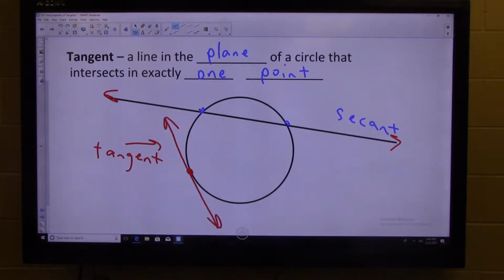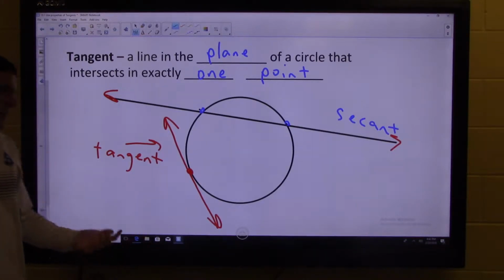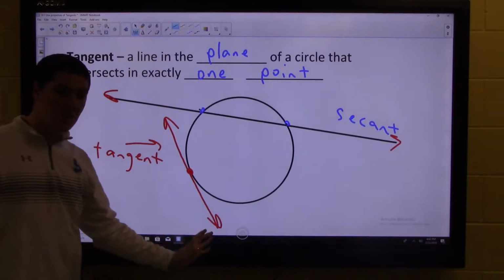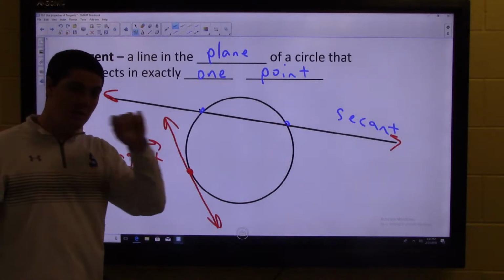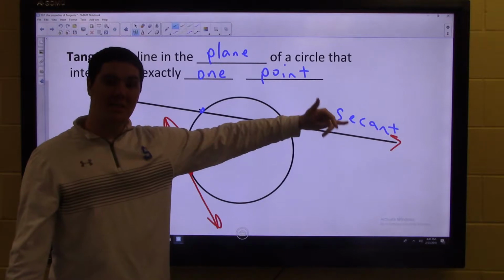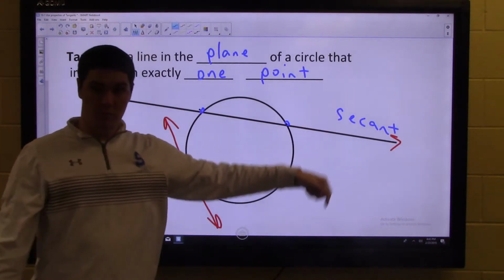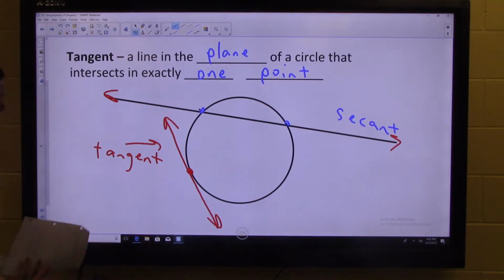A tangent line, the reason why it's called a tangent, I'm not sure what language it comes from, where the word is derived from, what the origin is. But tangent, in another language, it means to touch. This line is just going to touch that circle and not go through it. Secant comes from a root word meaning to cut. So it cuts the circle. It goes through the circle.